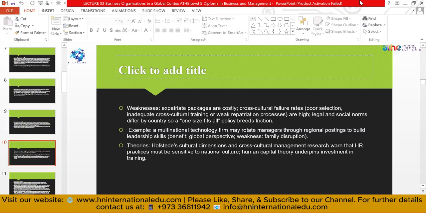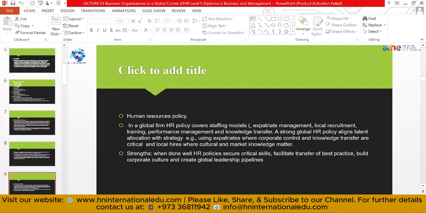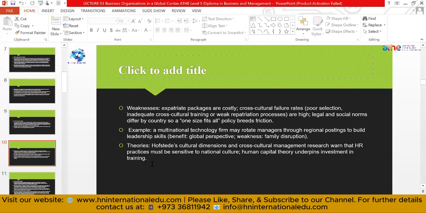This is how you fulfill the criteria of your command verb evaluate. Similarities and differences, judgment is going to be at the end. Theories, the last part, which is in your description of the command verb. This is over here: apply current research or theories to support the evaluation when applicable. This is how you do it. Okay, this is the demo for it.